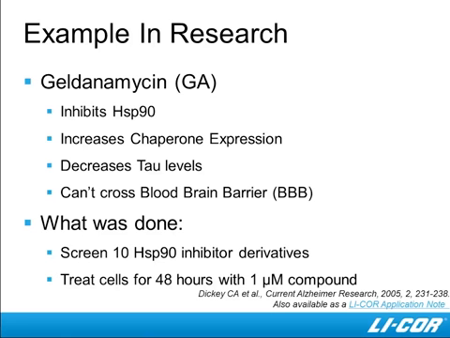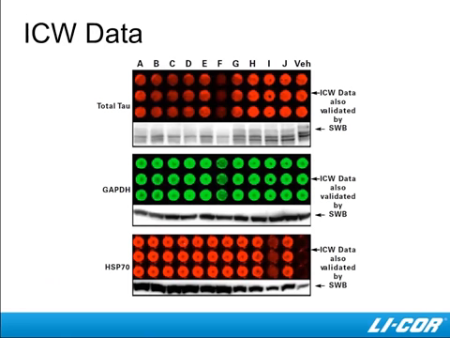Again, we have 10 inhibitors, A through J, and then a vehicle-treated control. So when they incubated these cells in triplicate with these different compounds, what they found is that these different compounds had varying abilities to decrease tau levels compared to control. The middle image pane is GAPDH. In this example, they're using GAPDH as their normalizing signal.